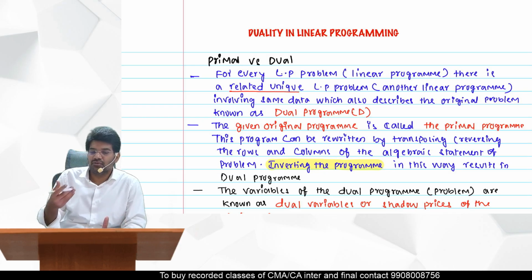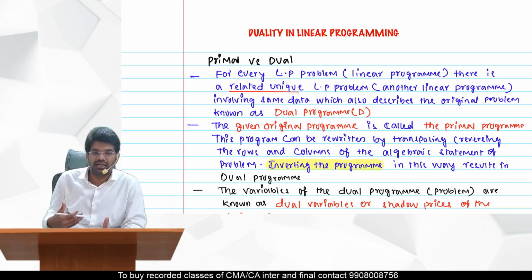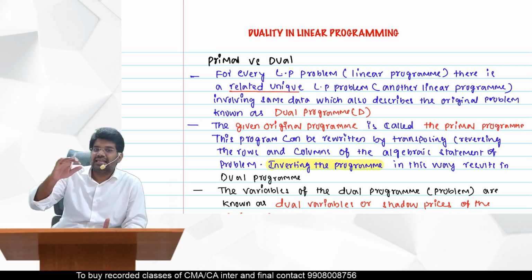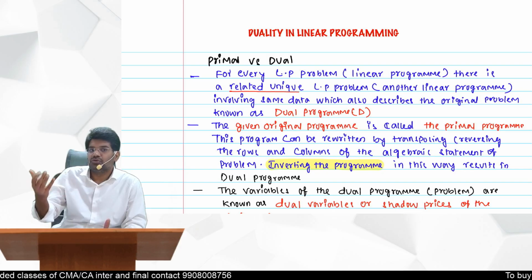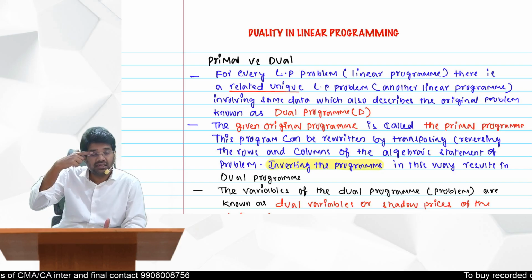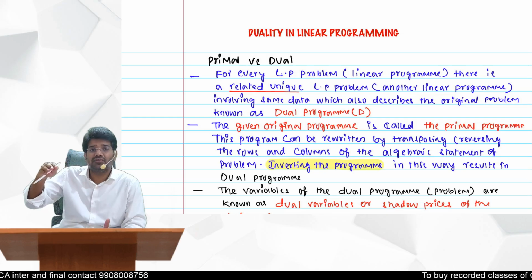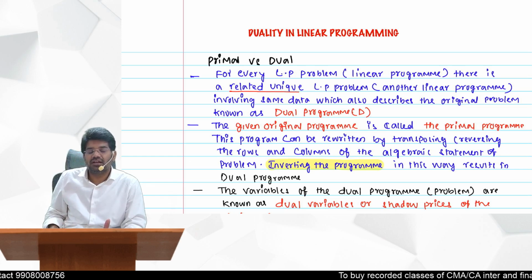Primal is the original LPP that we are formulating. If you transpose that LPP, then you will get the dual. So what is duality? Duality is an alternative way of writing the original equations that we formed in the LPP.